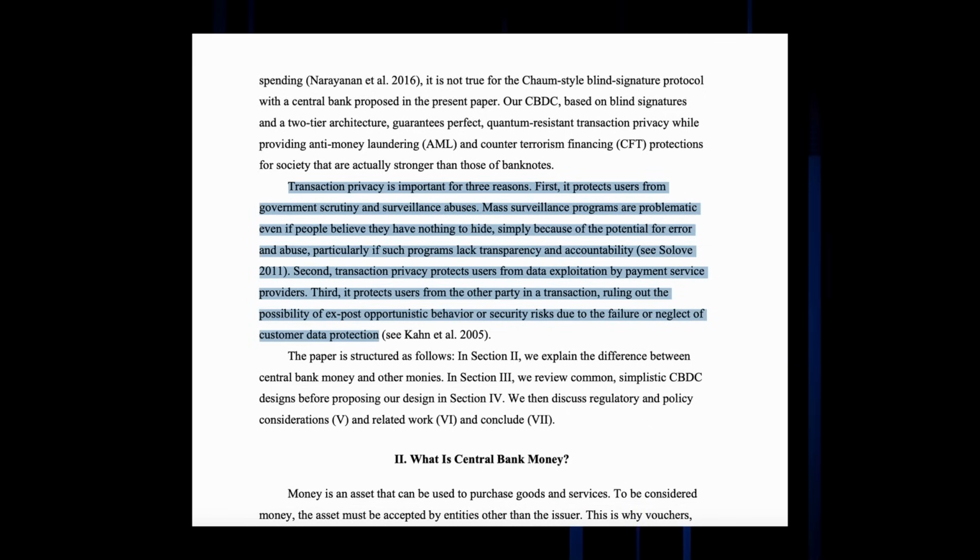Here, transaction privacy is important for 3 reasons. So if you design a CBDC, the Swiss Central Bank says, first, it protects users from government scrutiny and surveillance abuse. Mass surveillance programs are problematic even if people believe they have nothing to hide, simply because of the potential for error and abuse, particularly if such programs lack transparency and accountability. So these people are very much aware that central governments might abuse this technology, and they're actually discussing this.